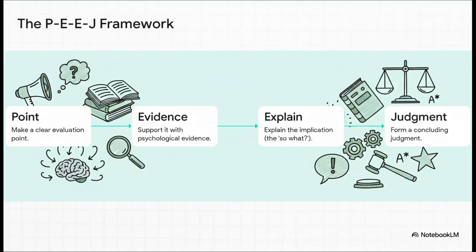And here it is, your new best friend, a simple four-step framework. You can think of it as PEEJ. First, you make your point, super clear. Then you back it up with some specific evidence from psychology. Next, and this is the part everyone forgets, you explain why that evidence actually matters. What's the implication? And finally, you wrap it all up with a strong concluding judgment.